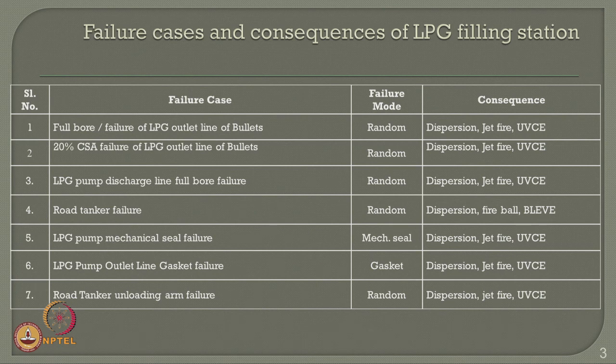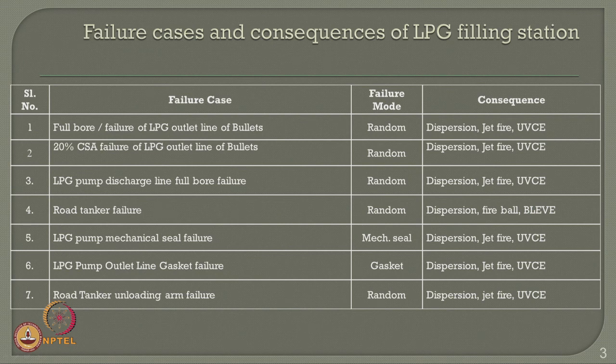Now let us look at the LPG filling station which we already solved in the last lecture, but still we are now looking at the different failure modes and the corresponding consequences that arise from these failure cases. The failure cases can be a full bore failure of an LPG outlet line which comes from the bullet. It can also be a 20% cross section area failure of an LPG outlet line coming from the bullet. The LPG pump discharge line can have a full bore rupture. Rope tanker failure can be one of the failure cases.